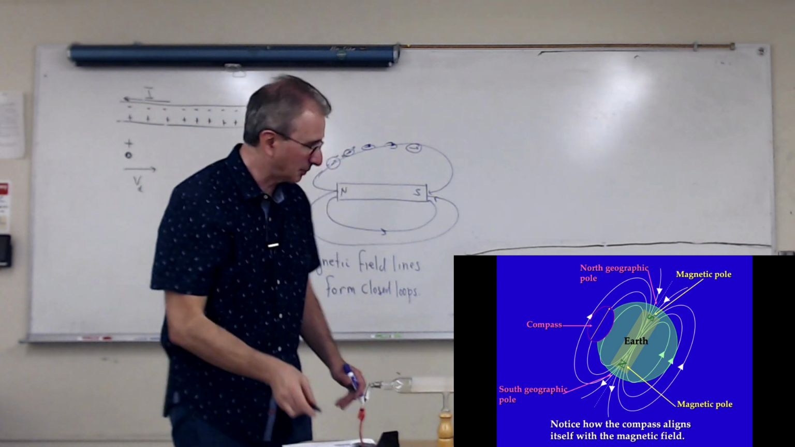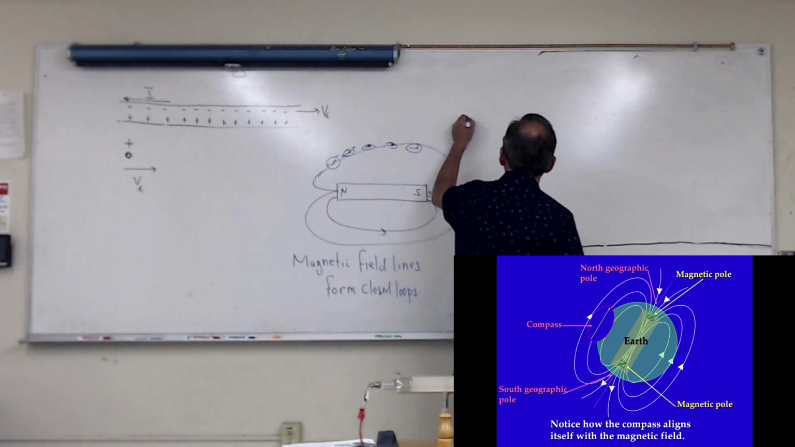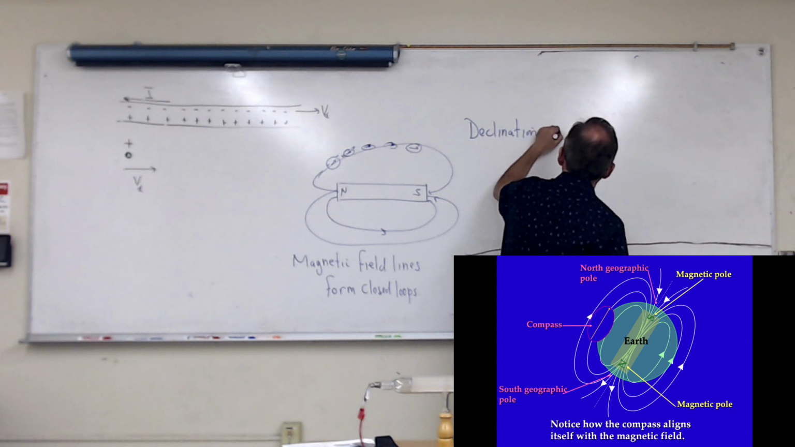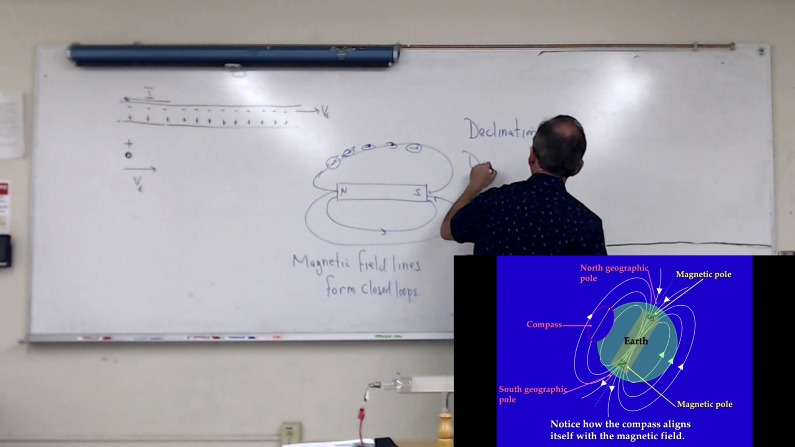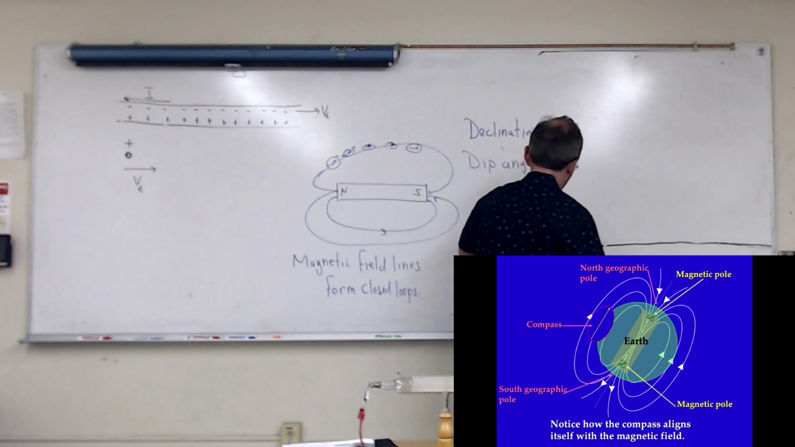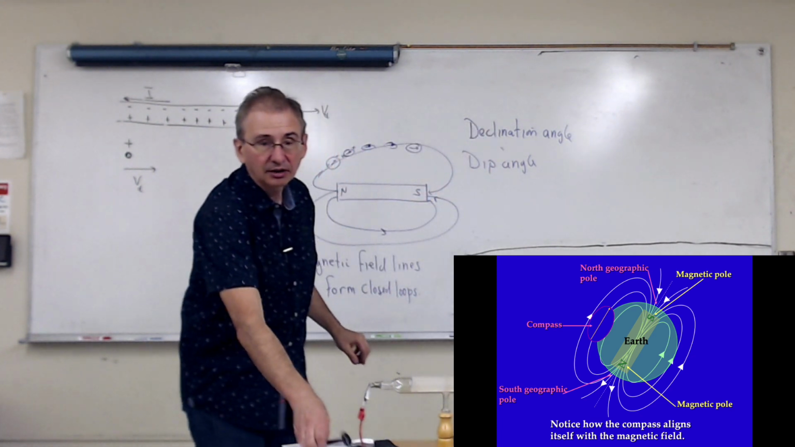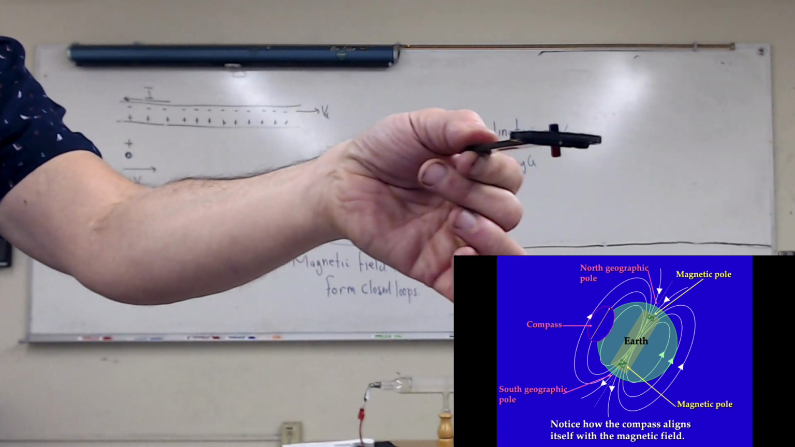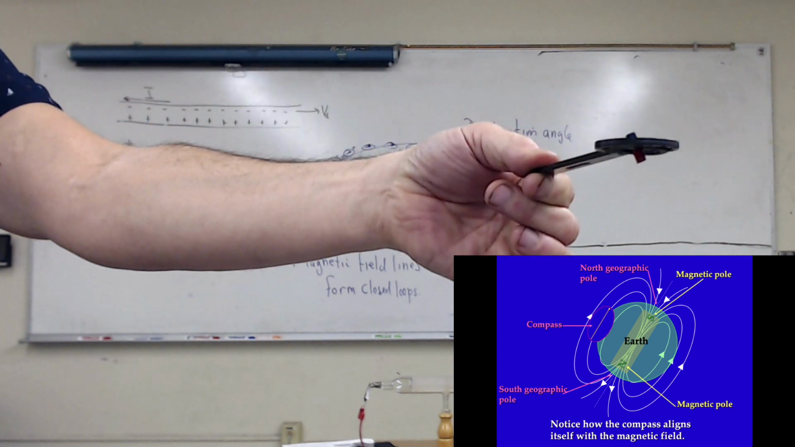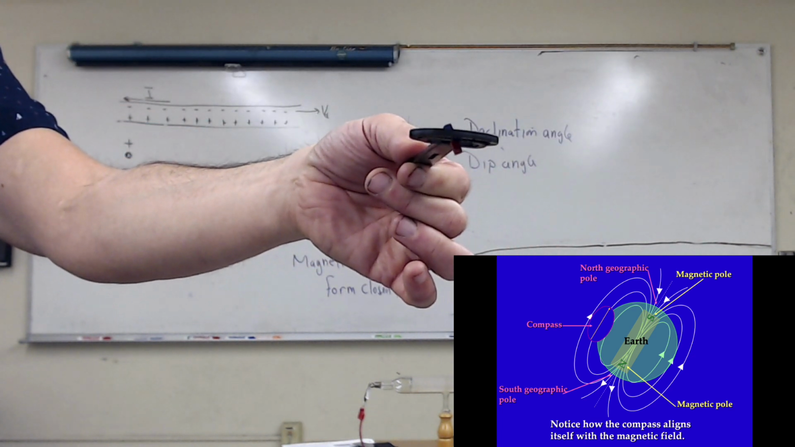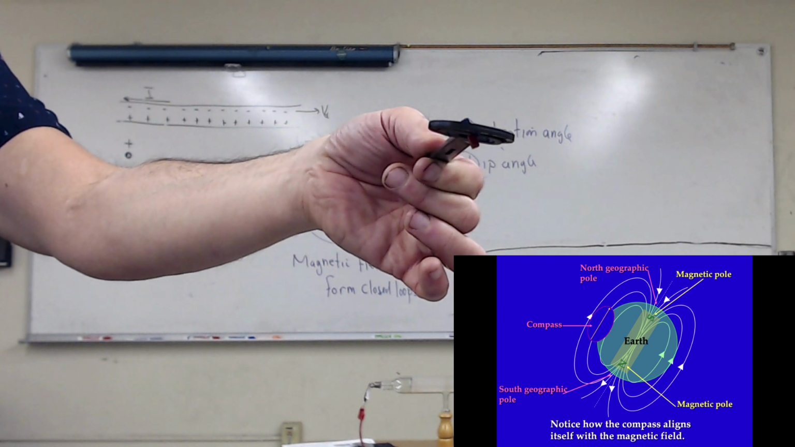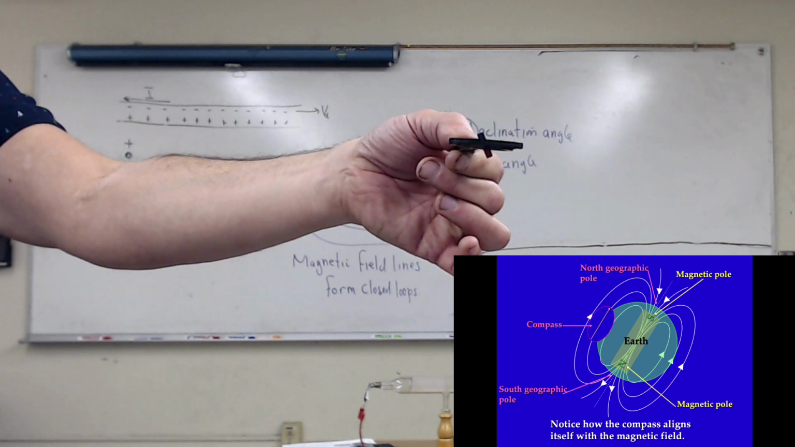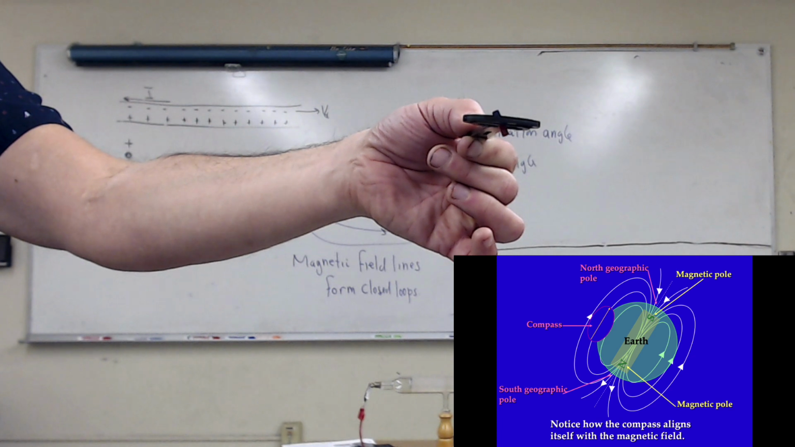Now there's another angle. We talked about the declination angle. There's another angle called a dip angle. I have this little magnet. I don't know if you can see it. It's on a universal joint. It can rotate in any direction. You can see that the red part points downward. So when I hold this object tangent to the plane of the Earth, the magnet points downward.